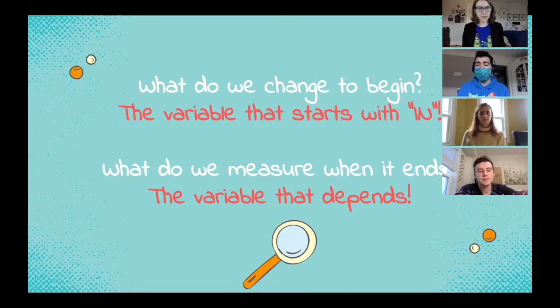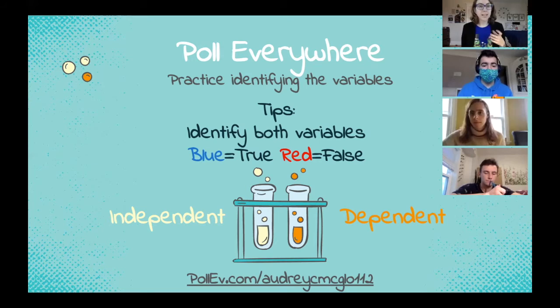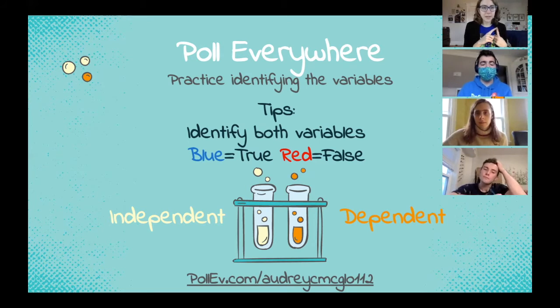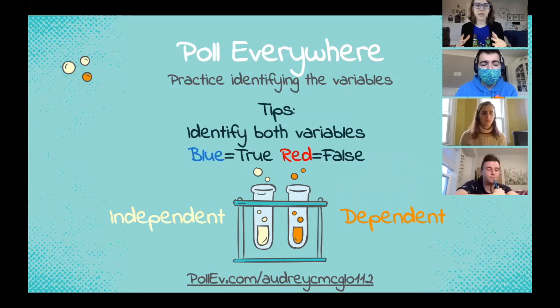Awesome. Okay, so now we're going to practice a little bit at identifying those kinds of variables in scenarios like you were saying, John. So everyone's got their screen up. A couple tips for this: we're identifying both variables, both that independent variable that we're changing at the beginning and the dependent variable at the end. And if the question's in blue, you're looking for those two true answers. And if the question is red, you're looking for the two false answers.